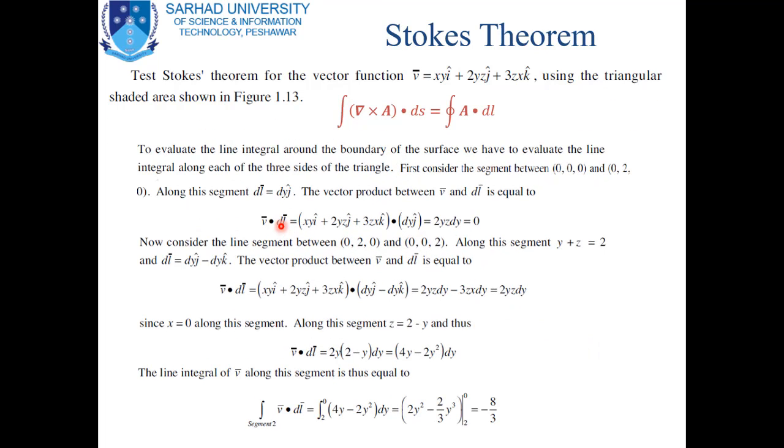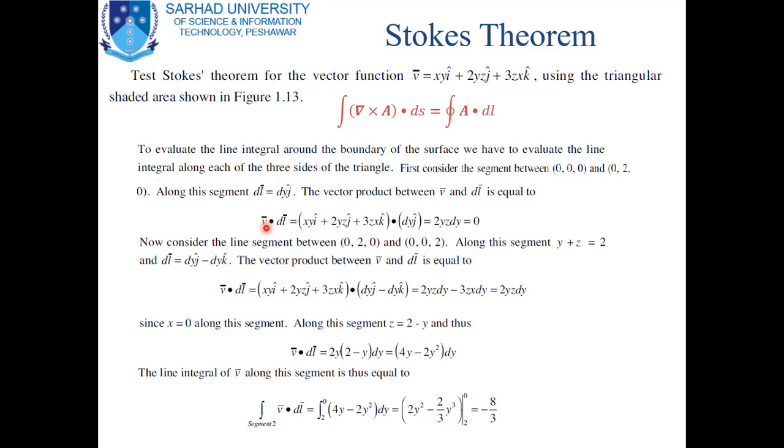In the first segment, we will take the dot product of function v with the length element, but here the length element is equal to dy j. So we are moving from the origin to a point where only the value of y is varying, and the x and z components are kept fixed at 0. So the length element contains only the dy term.